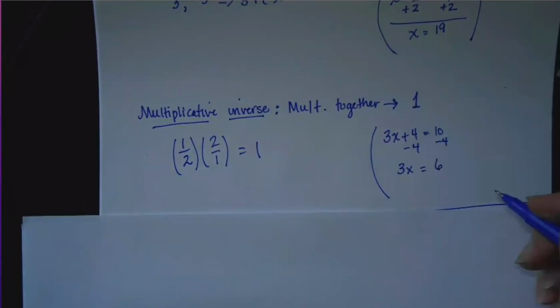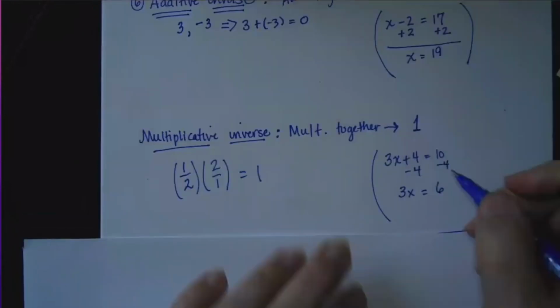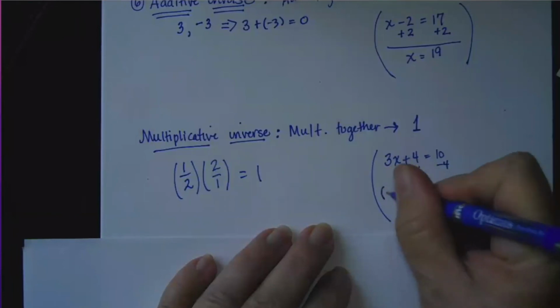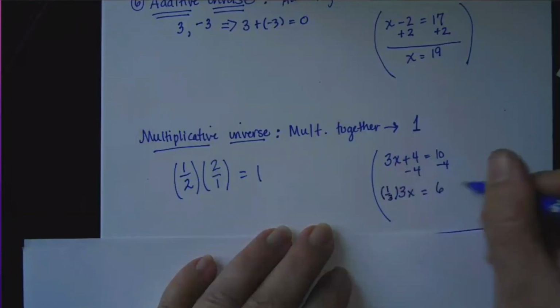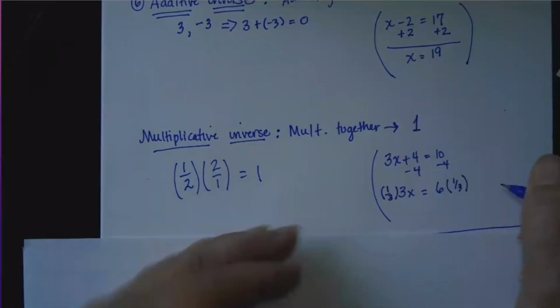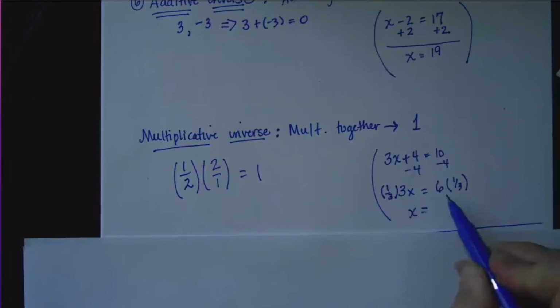And then the next thing you needed to do was to get rid of the 3, but actually what we're doing is we're just going to multiply both sides by the multiplicative inverse, which is 1/3. 1/3 times 3 is 1. See, that's what we wanted. And then 1/3 of 6 is 2.